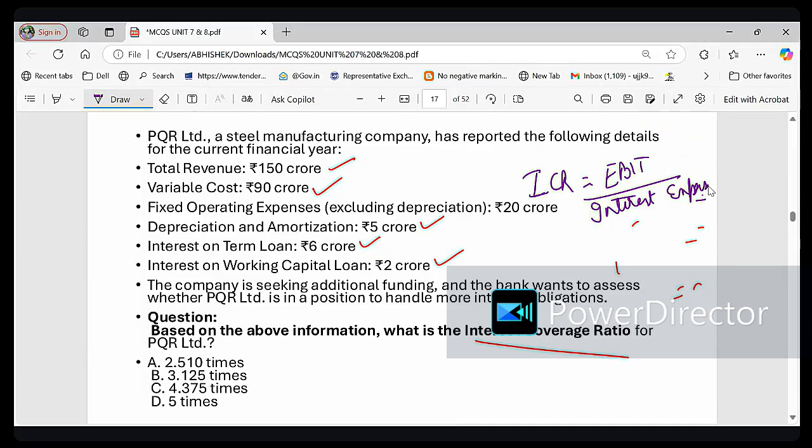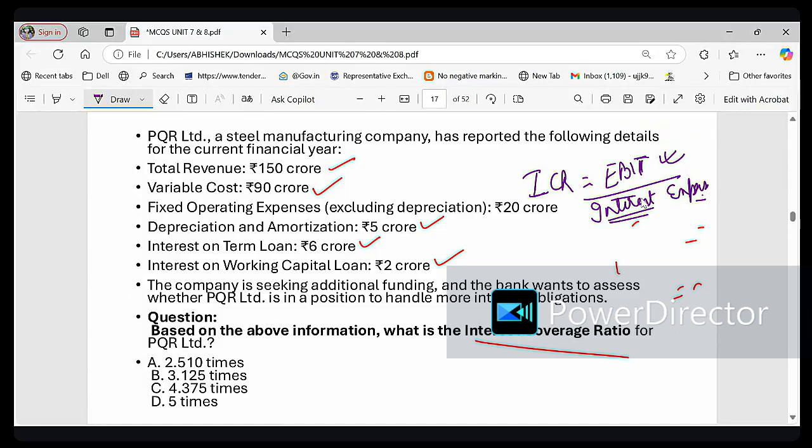Try to understand what is happening. EBIT means the profit that the company generates, and interest expense is what the company must pay on its debt. So the ICR tells us how many times a company can pay its interest using the profit from its operations, right?